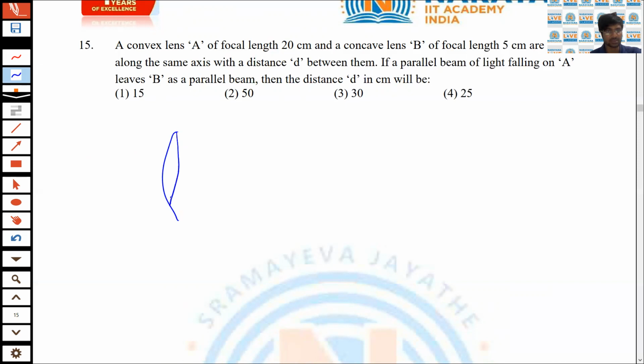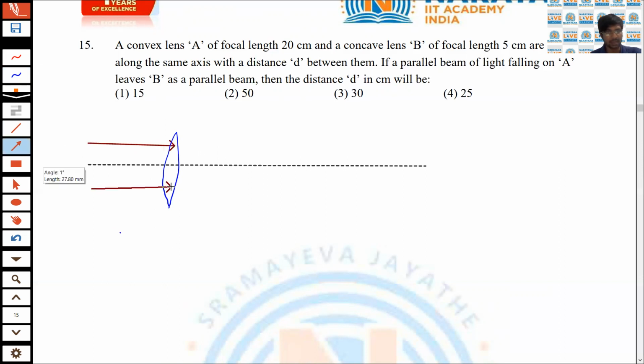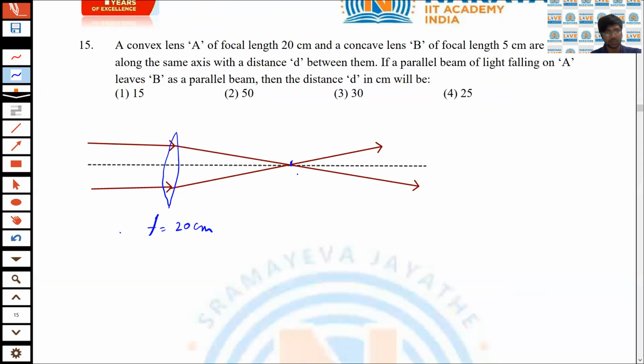Let's say there's a convex lens, and this is the principal axis of the convex lens. And let's say light rays are coming parallel to the principal axis, and obviously they have to converge at the focus. And the focal length of this lens is 20 centimeters, which means that they are converging at a distance of 20 centimeters from the lens.